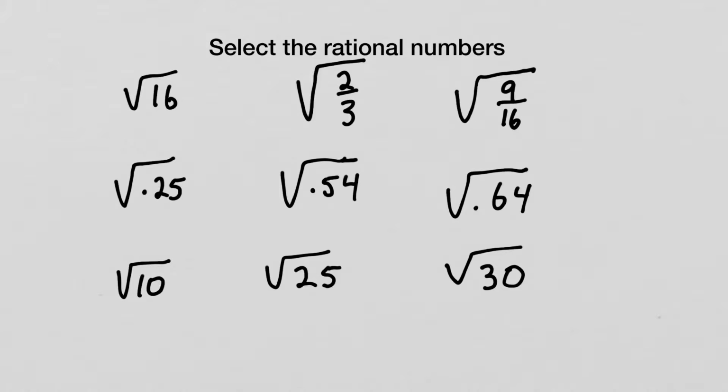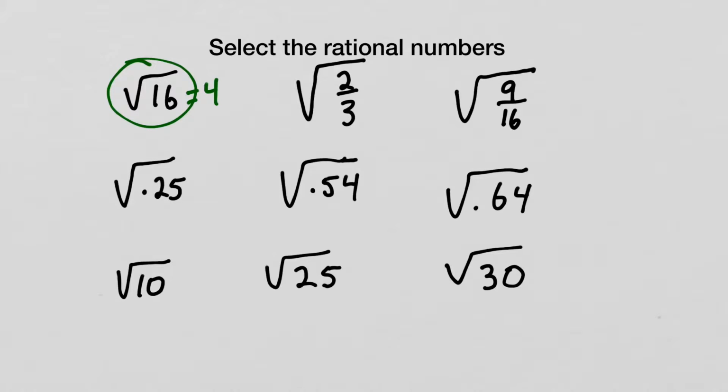So, the square root of 16, right here. Well, 4 times 4 is 16, so that comes out to be 4. Well, 4 is a rational number. You can write it as 4 over 1. So that one is good.